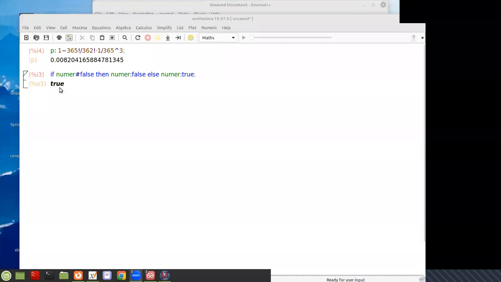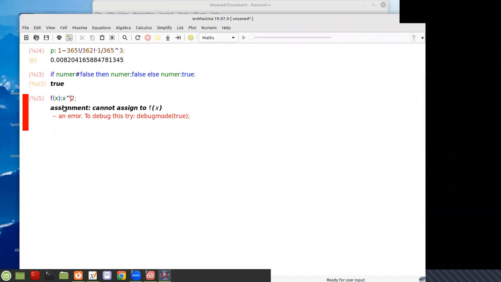Okay, let's see how I can make a function here. If I want to do f of x colon x squared, oh, sorry about that, I keep forgetting the equal sign. Now f of 2 is 4.